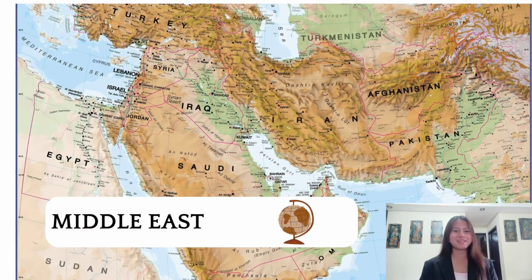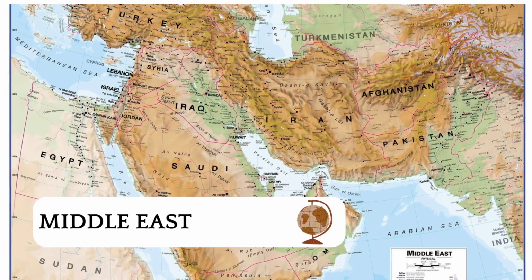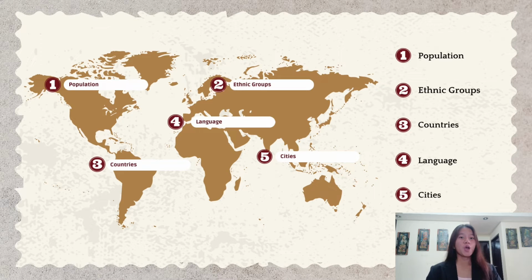Next is the Middle East. We will be discussing 5 facts about the Middle East. First, we have the population. Next are the ethnic groups. Third, we have the countries. Fourth, we have the language. And fifth are the cities.